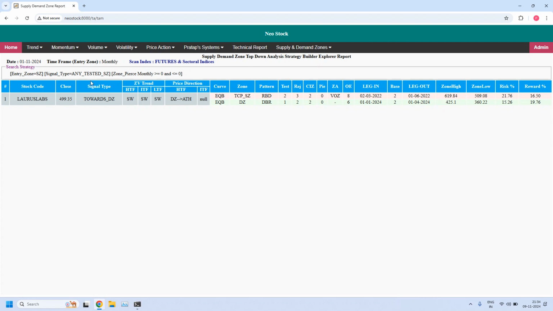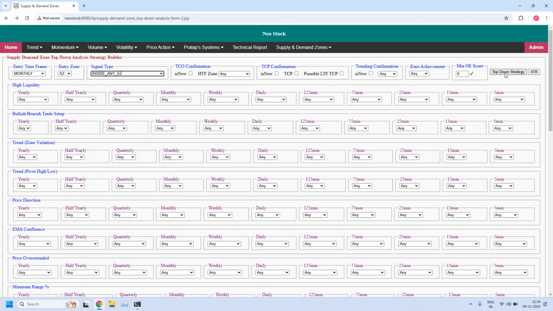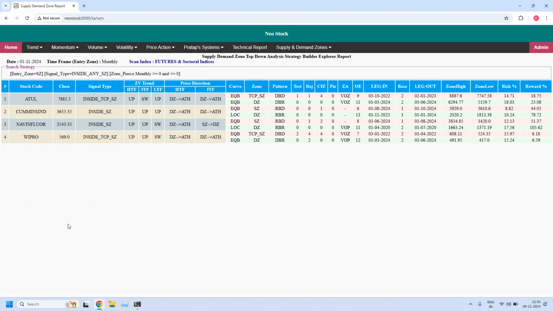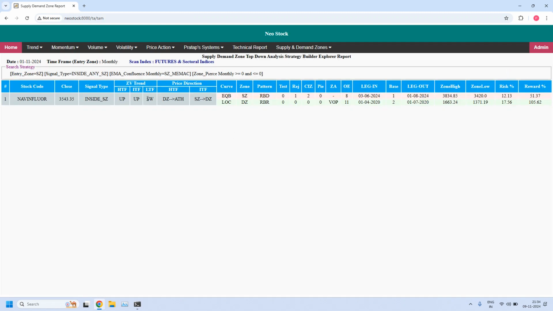Currently only one stock is closed inside the, I selected a wrong filter. Tested supply zones I selected. That is wrong. It should be price closed inside the supply zone. 4 stocks are filtered. In these 4 stocks, 2 stocks are having an uptrend. Let us check EMA Confluence. Monthly time frame, monthly supply zone with monthly EMA Confluence. We got only one stock, but it is sideways, so EMA Confluence does not give any advantage in this stock.